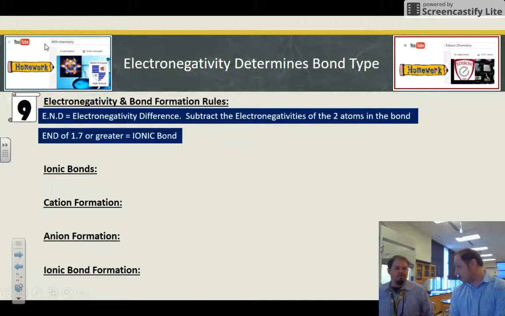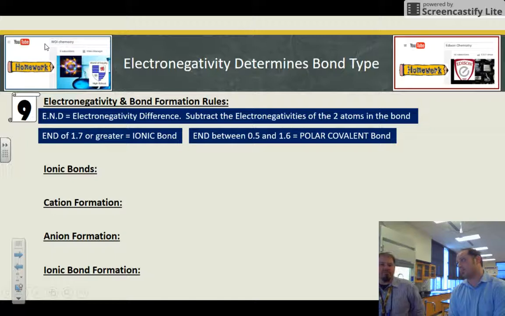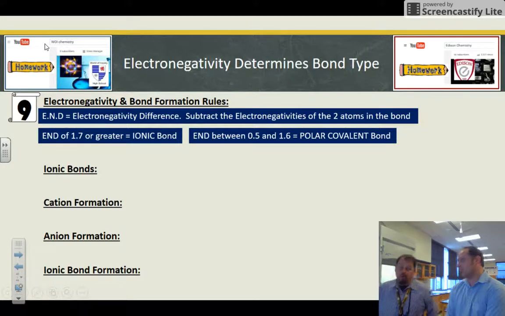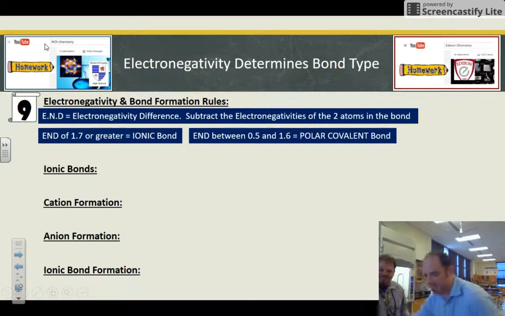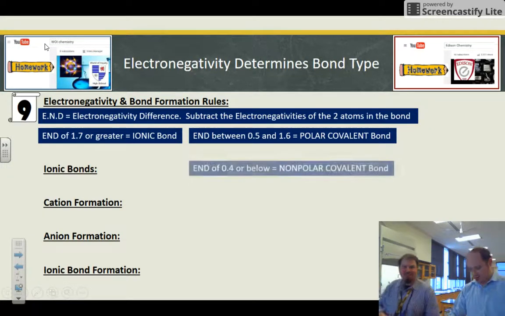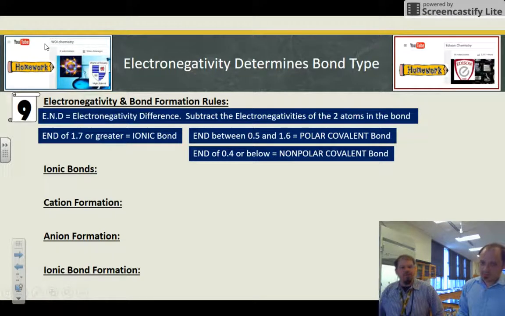If the number is 1.7 or greater, it's ionic. If it's 0.5 to 1.6, it's what we call polar covalent, which is sharing but not evenly. And then if we're below 0.4, we are non-polar covalent. We are sharing evenly. That's the way to sum it up.